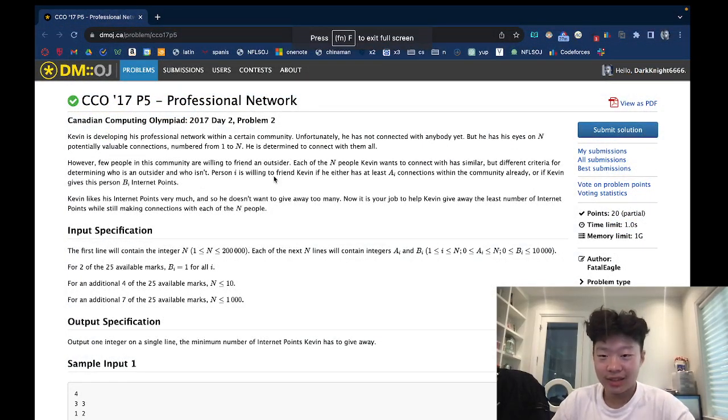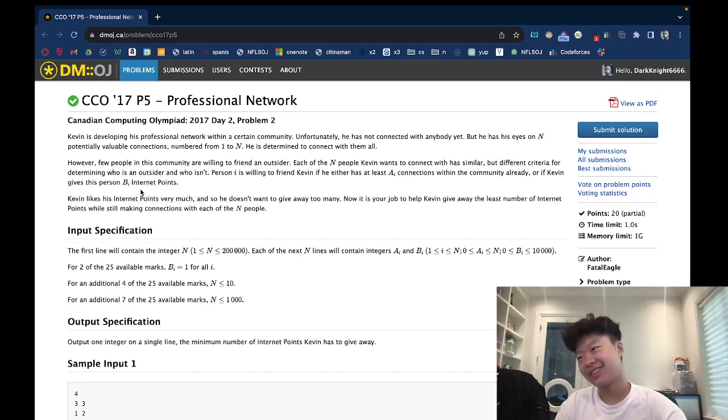This question is kind of a disaster. So this guy's trying to connect with N people. A guy is willing to connect with them if he has at least a_i connections with the community already, or if he gives them b_i internet points. And he does not want to give away his internet points, so he wants to minimize that.